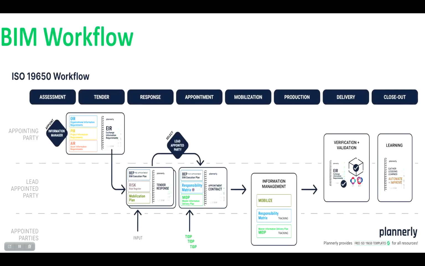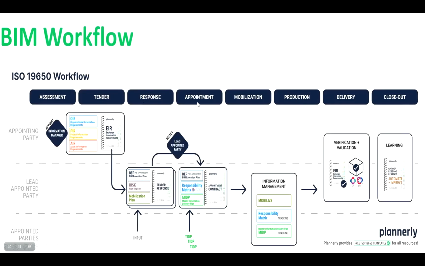So what is the TIDP? TIDP is the task information delivery plan. Okay, so what is the task information delivery plan going to do? It's going to summarize for all the departments the responsibilities and other work. So finally, what is going to be done by the lead appointed party? It is going to be the appointment contract. Okay, so that is in the primary phase. So the appointment contract will be made and it is going to be delivered to mobilization and production.